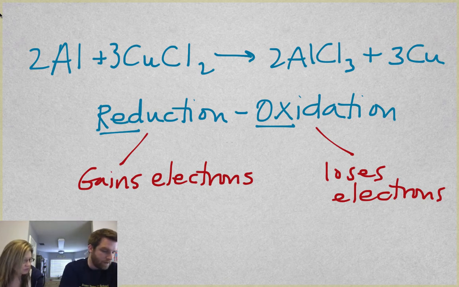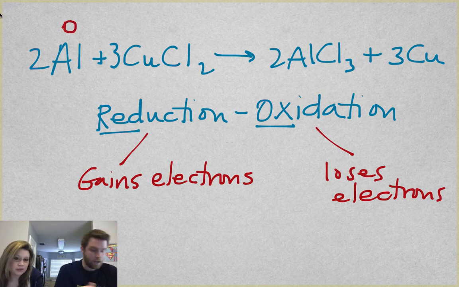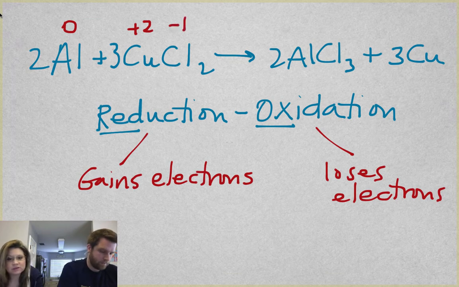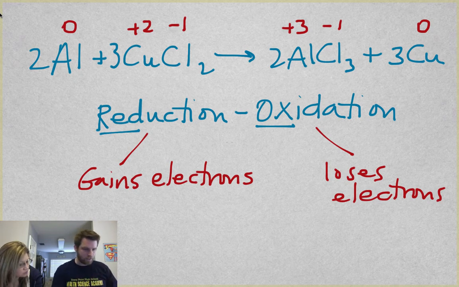If we're looking at the oxidation numbers of everything in this, let's write them on top of everything. Aluminum, since it's an element by itself, starts at 0. Elements by themselves are just 0. Copper is plus 2, since this is copper(II), a plus 2 metal. Chlorine is minus 1. Aluminum is plus 3, chlorine is minus 1, and copper, again by itself, is 0. We knew that copper in copper(II) chloride had a plus 2 charge, and chlorine's minus 1.